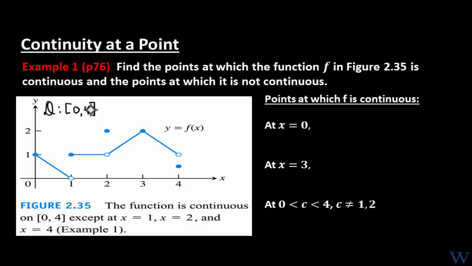So let's look at the left endpoint. At x equal to 0, because it's an endpoint, we just look at the limit of f of x as x approaches 0 coming from the right. We see that as x approaches 0, the y values approach 1. At the same time, what is f of 0? F of 0 turns out to be equal to 1 as well. So you see there, the limit value and the function value match.